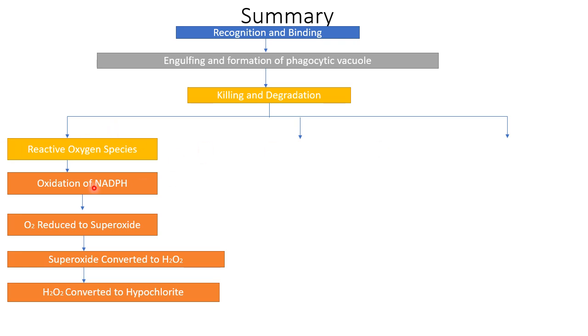Formation of these species requires an enzyme known as NADPH oxidase, which facilitates the oxidation of NADPH, and in the process oxygen is reduced to superoxide, and then superoxide via spontaneous dismutation is converted to hydrogen peroxide, which is a weak free radical, so it must be converted to hypochlorite via an enzyme known as myeloperoxidase in the presence of a halogen, which is chloride.